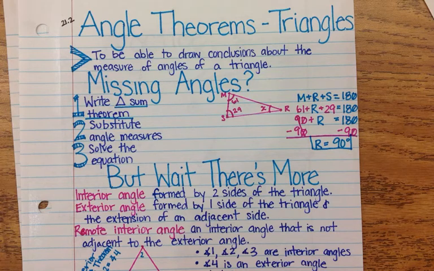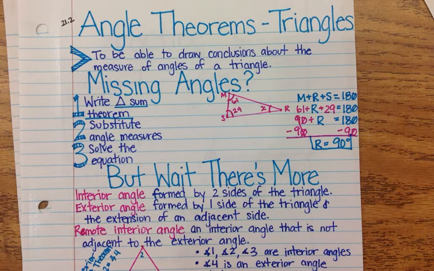If I add up all of the angles in the triangle, that will add up to 180 degrees. So if I say m plus r plus s, that will always equal 180 degrees. The second step is to substitute the angle measures. I'm going to substitute in those angles that I know. I know angle M is equal to 61 degrees, and I know angle S is equal to 29 degrees. I'm going to substitute those values into my equation right here. So now I have 61 plus R plus 29 equals 180.